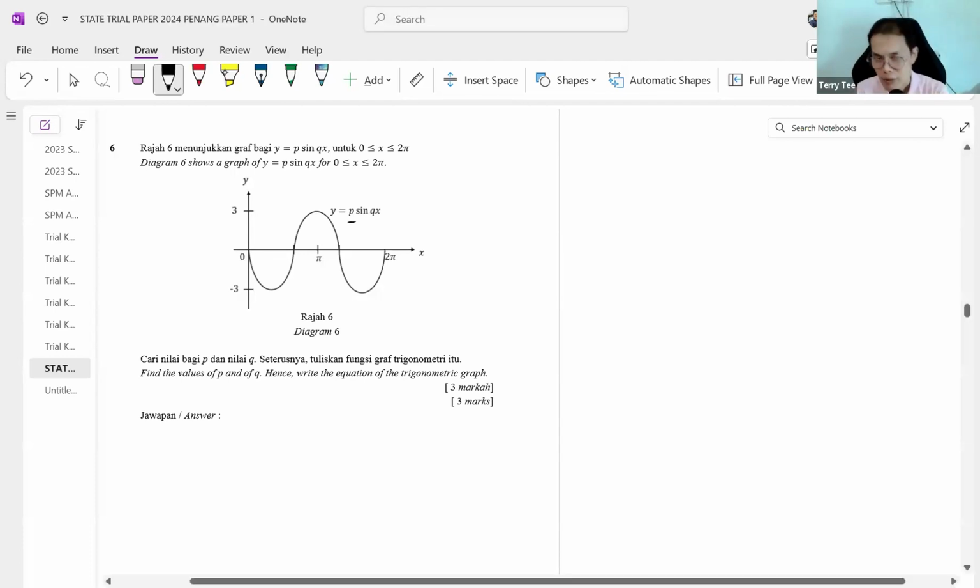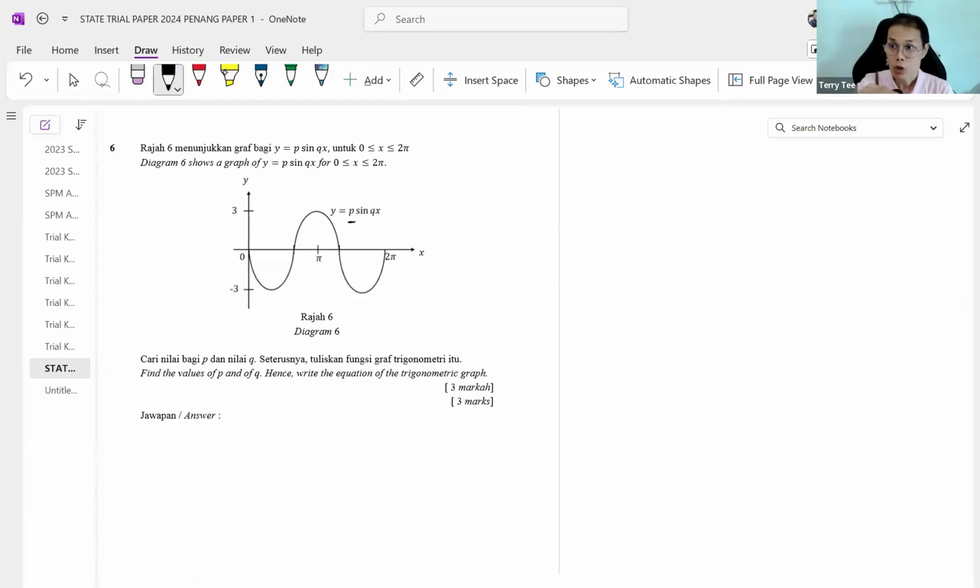Now you can see p is your vertical stretch. Another thing is that your graph here doesn't start like a normal sine graph, right? You go all the way up from 0, not down. So this is a positive 1 sine x. But the moment you have a negative, the graph will go upside down. Instead of going in the positive direction, it goes downwards in the negative direction. So we know for sure your p will be negative.